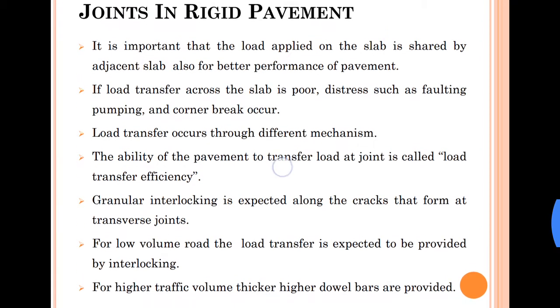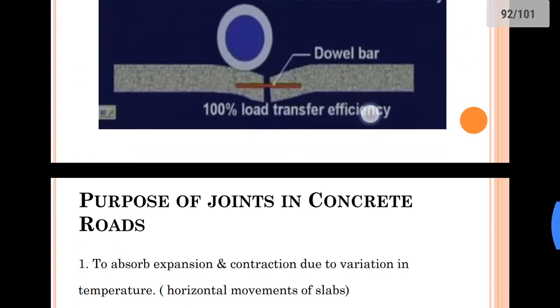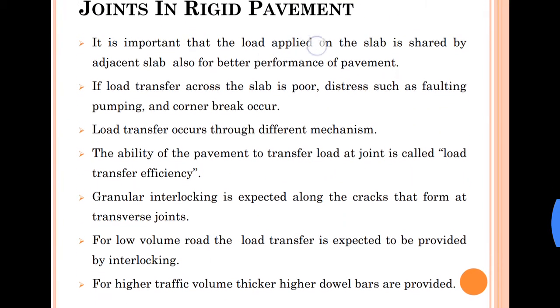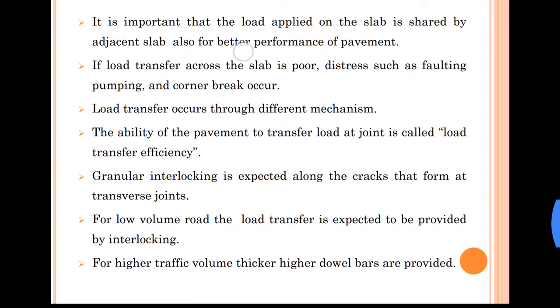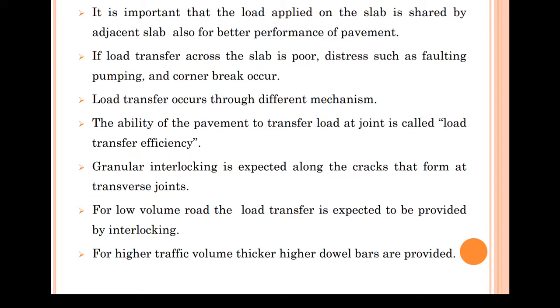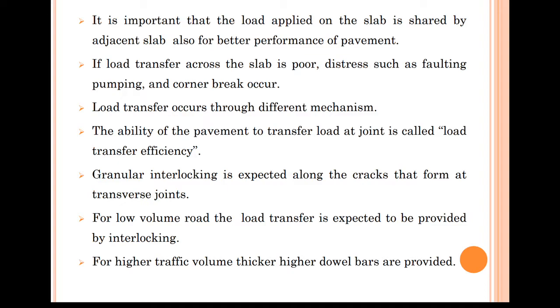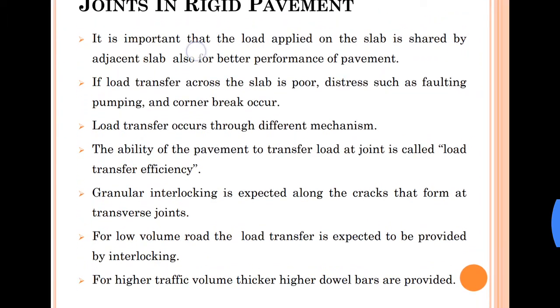We'll now move to the next topic, that is joints in rigid pavements. We'll study what the different types of joints are and why we need joints. It is important that the load applied on the slab is shared by the adjacent slab also for better performance of the pavement. So we need joints, and we need dowel bars or tie bars between any two slabs so that the load is transferred or shared by the adjacent slab.